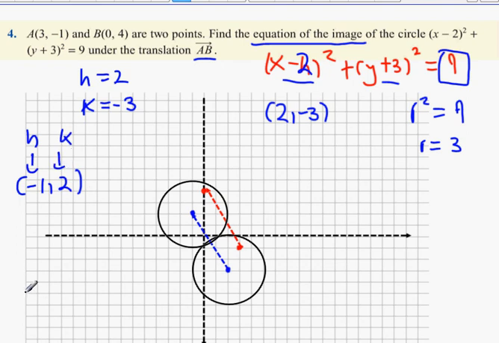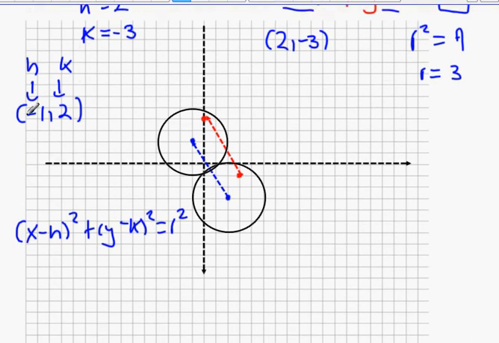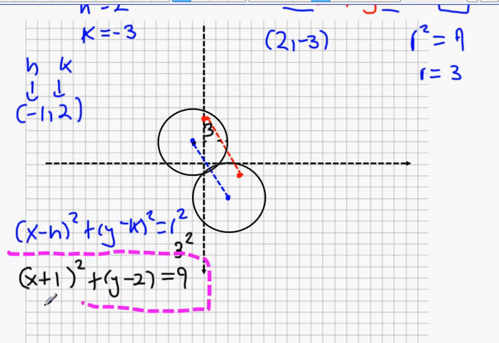What's the equation of a circle again? x minus h squared plus y minus k squared equals r squared. Now, what is h this time? h is minus 1, so what does that mean? What happens inside the brackets? Plus 1. And if it's 2, stays as minus 2. And what's the radius squared? The radius is what size, guys? 9. It's always the same size as the original. So 3 squared is 9. And this here is the answer for question 4.